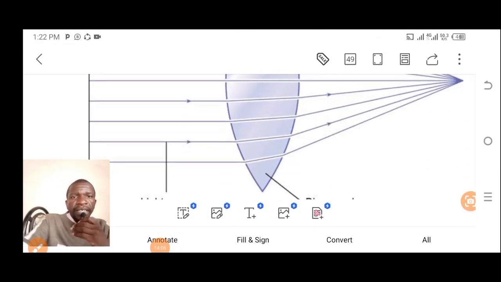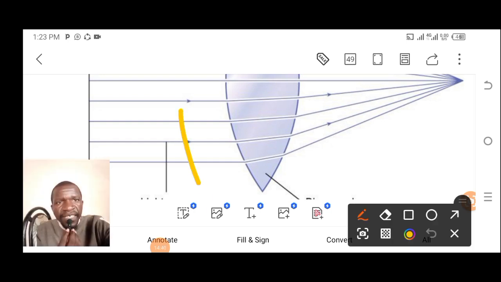So now let me just rush and describe the physiology of sight for you. This is your physiology of sight, right? The first thing is this: light is reflected by an object within the field of vision. That is your first point. This light moves in a straight line, right?